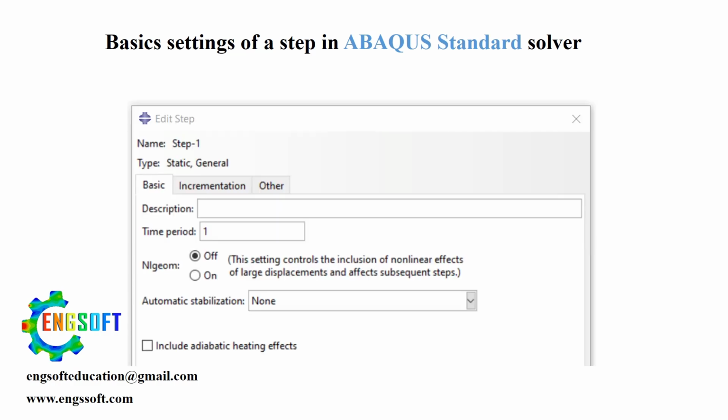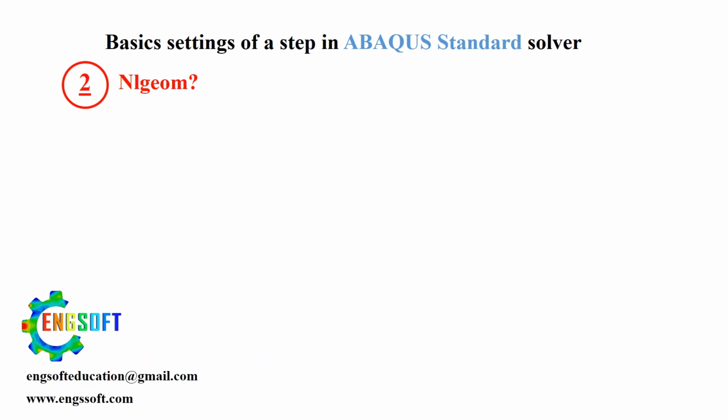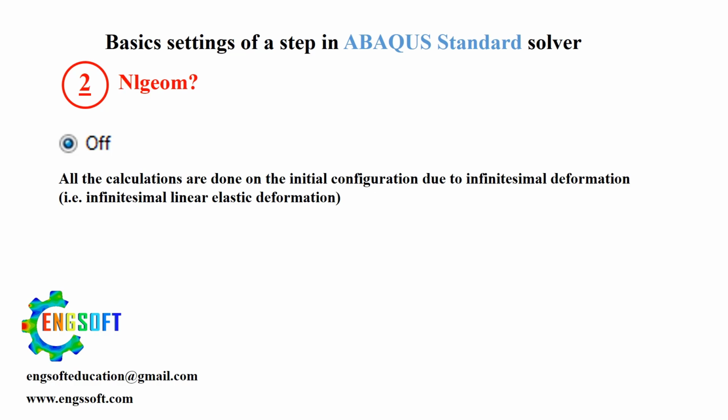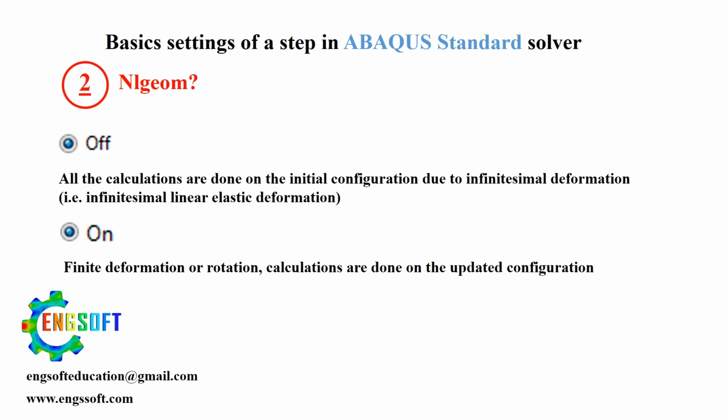Next up is nonlinear geometry. You can set this to either on or off. If you're dealing with small deformations or small linear elastic structures, you can leave this option off because the calculations will be based on the initial configuration. However, if you're dealing with large deformations or large rotations, you should turn nonlinear geometry on. In this case, Abaqus will calculate based on the updated configuration throughout the solution.